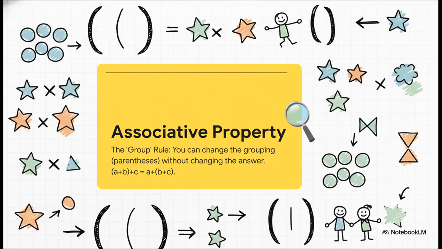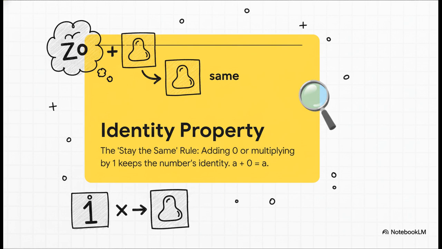Next up is the associative property, or my personal favorite, the group rule. This one's all about who you group together first, and those parentheses tell you what the groups are. It says that if you're only adding or only multiplying, you can change the groups around, and the answer will be exactly the same.